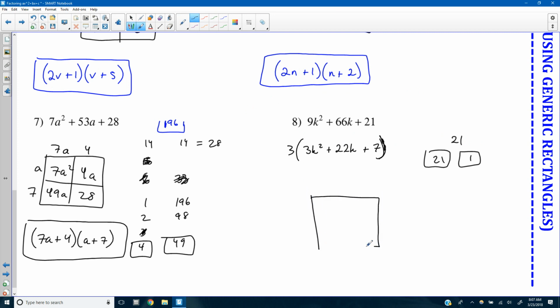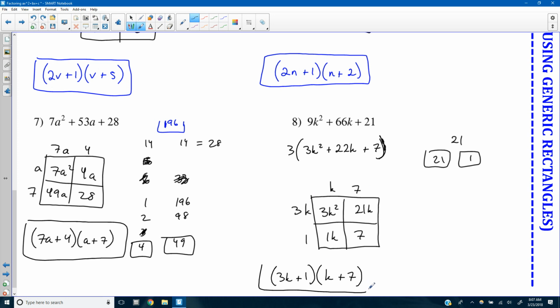So let's generic rectangle it up. This is going to be my last generic rectangle problem. After that, it's only mental factoring. I have a 3k squared here. I have a 7 here. And I have a 21k plus 1k right here. K times k, 3 is a prime number. That's good. So a 3 would go here because 3 times 7 is 21. 3k times 7 is 21k, and k times 1 is 1k. There we go. 3k plus 1 times k plus 7.